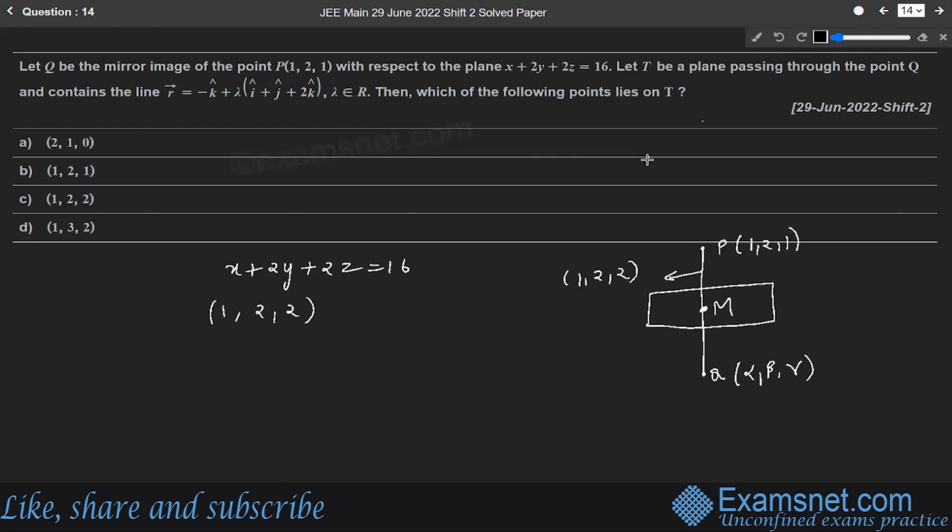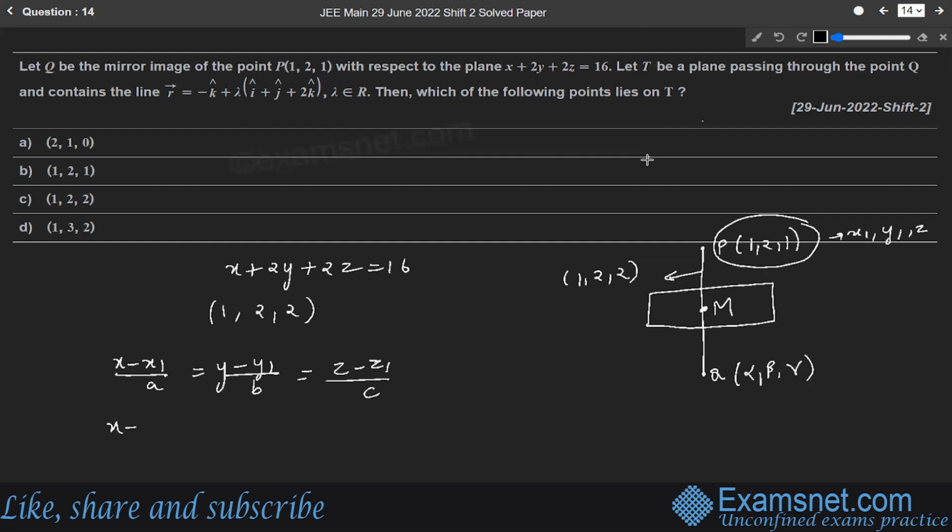Now we have to find the midpoint first in order to find the coordinates of Q. How will we find the midpoint? We will use the formula (x - x1)/a = (y - y1)/b = (z - z1)/c. Here a, b, and c are the direction ratios. And x1, y1, and z1 are the values 1, 2, and 1, which is the point P. These are the values for x1, y1, and z1.